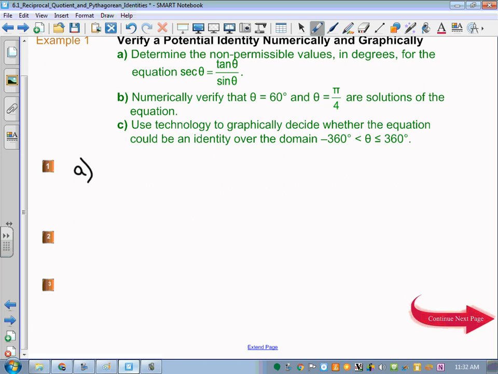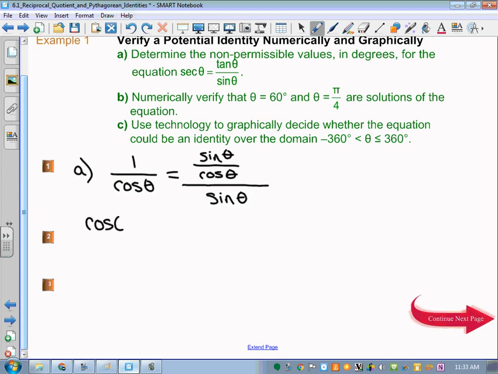To do that, you have to make sure that you rewrite the reciprocals as their primaries. So secant theta is going to become 1 over cos theta. And then on the right-hand side, this can get a little bit ugly, but tan theta I'm going to rewrite as sine theta over cos theta, and that's embedded within the larger fraction that has sine theta as a denominator. So basically what I'm going to do now is take any denominator in the equation and say that it can't be 0.